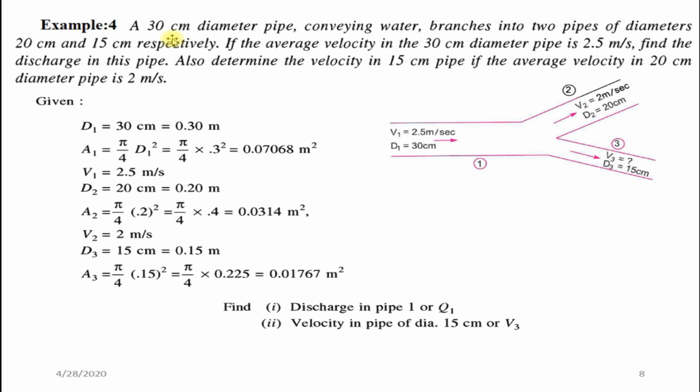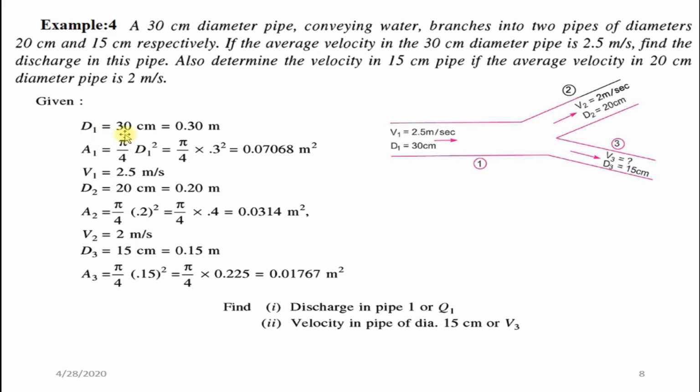Observe here, the 30 centimeter pipe is branched into two branches. One branch having 20 centimeter diameter, the other branch having 15 centimeter diameter. There are three sections now, section 1, section 2, section 3. Respective diameter and velocity you have to consider while applying the continuity equation at section 1, section 2, section 3. Before applying the continuity equation, make sure that the respective parameters you put in the equation.